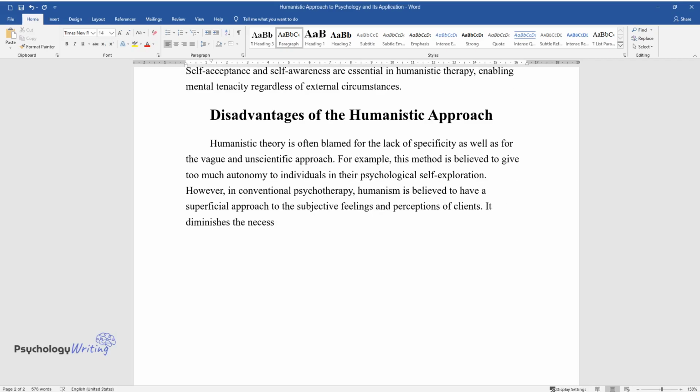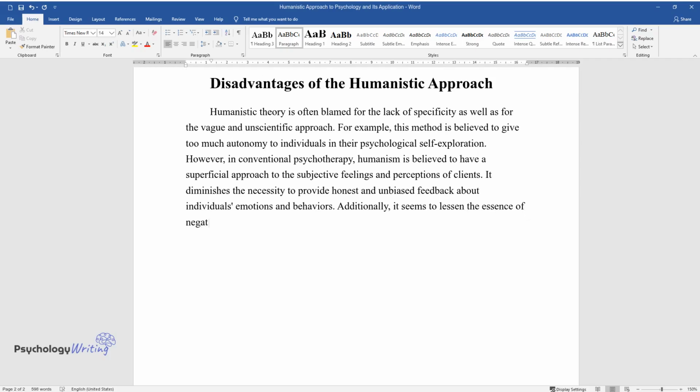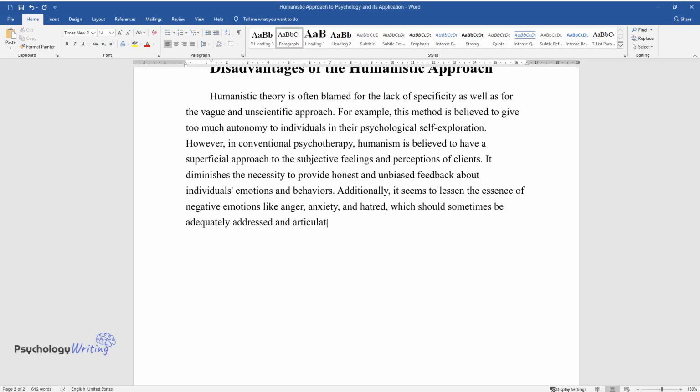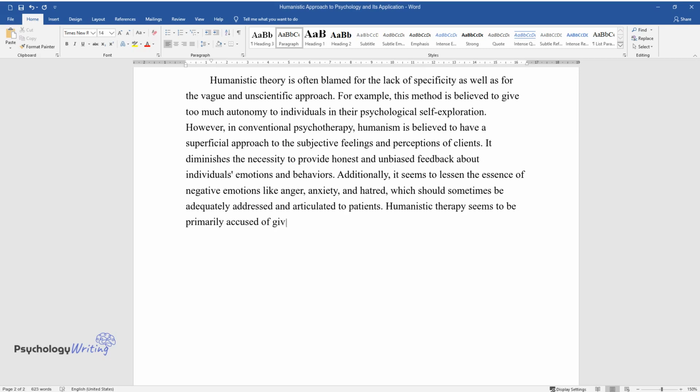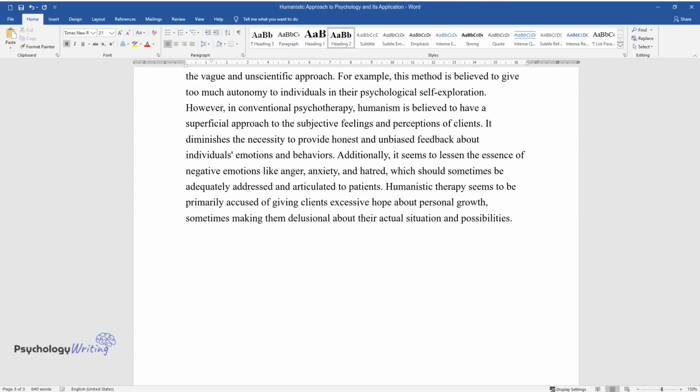It diminishes the necessity to provide honest and unbiased feedback about individuals' emotions and behaviors. Additionally, it seems to lessen the essence of negative emotions like anger, anxiety, and hatred, which should sometimes be adequately addressed and articulated to patients. Humanistic therapy seems to be primarily accused of giving clients excessive hope about personal growth, sometimes making them delusional about their actual situation and possibilities.